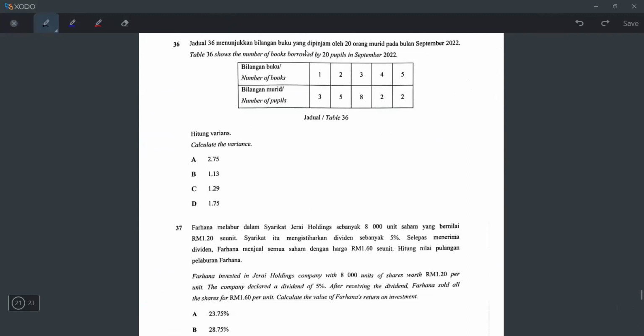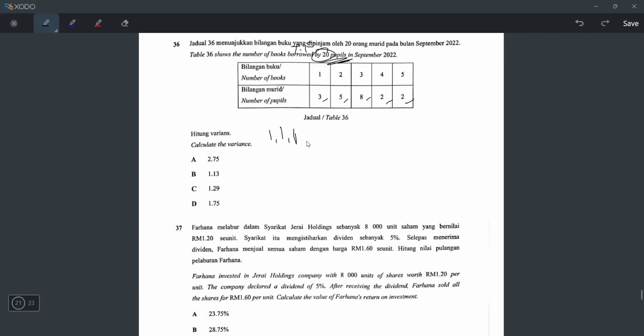36. A stable borrowed by 20 people. So this is obviously the total frequency in September. So 3 plus 5 plus 8 plus 2 plus 2, you get 20. What does it mean by this? It means number of books. The people who read one book are 3 people. So 1, 1, 1 like that.